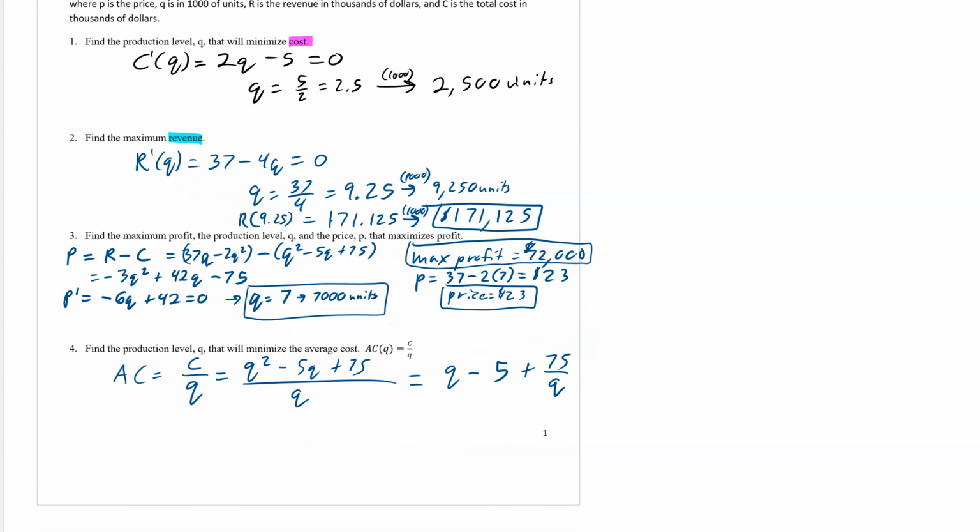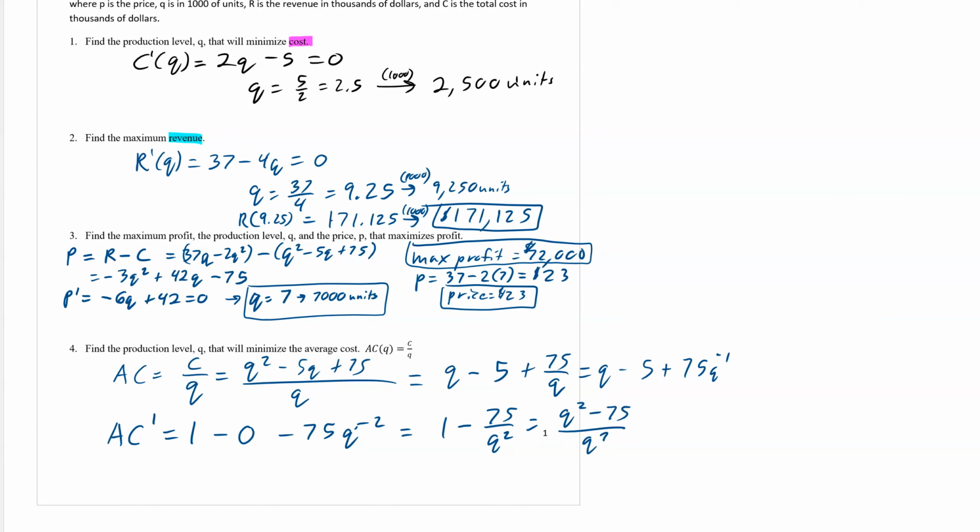And then if we want to minimize that average cost, we take the derivative. So let's rewrite this. So we're going to take the derivative because we're minimizing the average cost. So this would be 1 minus 0 minus 75, so negative 1. So it'd be minus 75 q to the negative 2. So this is 1 minus 75 over q squared. And then again, we have to write this as a fraction to find our critical numbers. So multiplying top and bottom by q squared, we end up with this.